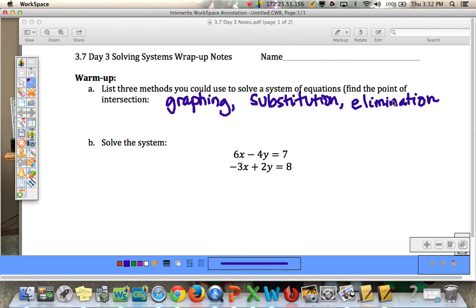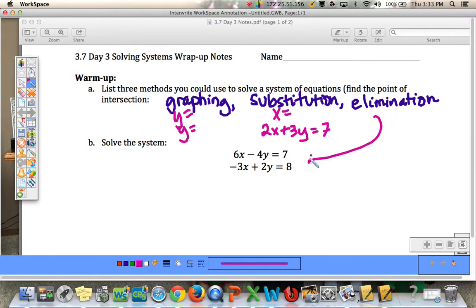And so today we're going to review mainly elimination, but we'll take a look at all three. So here's the first example for B, the warm-up for B, solve the system. And remember, graphing you would want to use if both of them were y equals. And then you could type that in your calculator. Substitution, if you had one like x equals or y equals, and the other one maybe 2x plus 3y equals something. And you could substitute in.